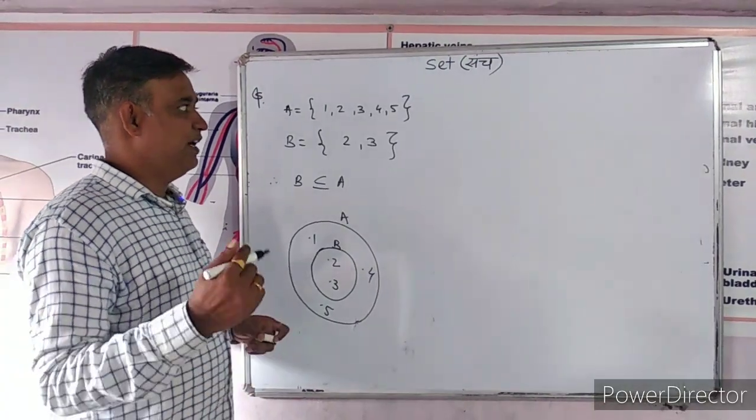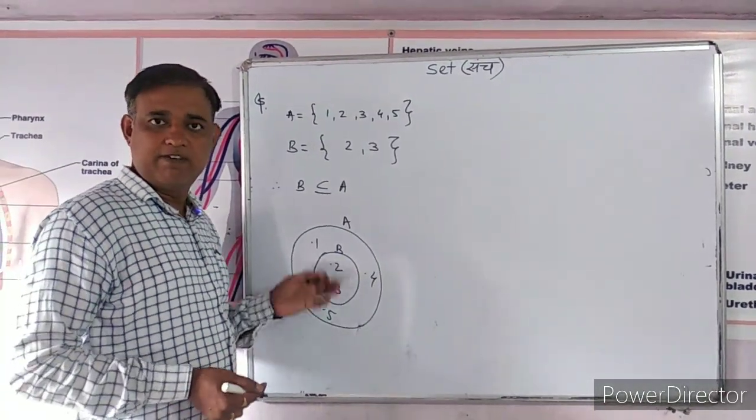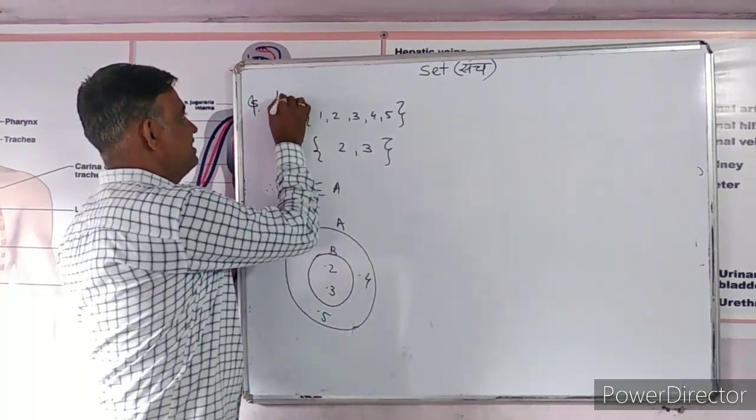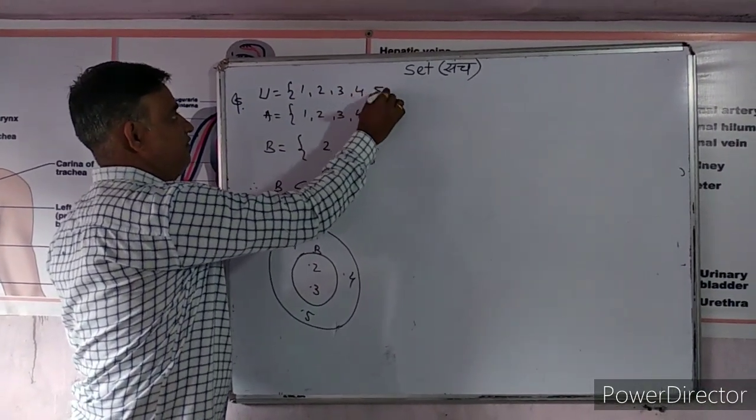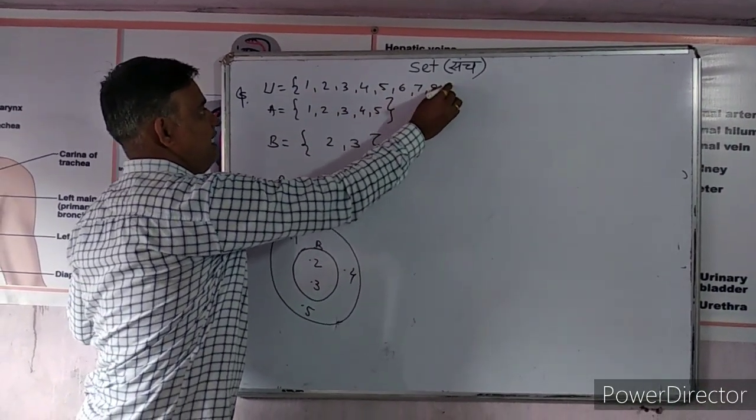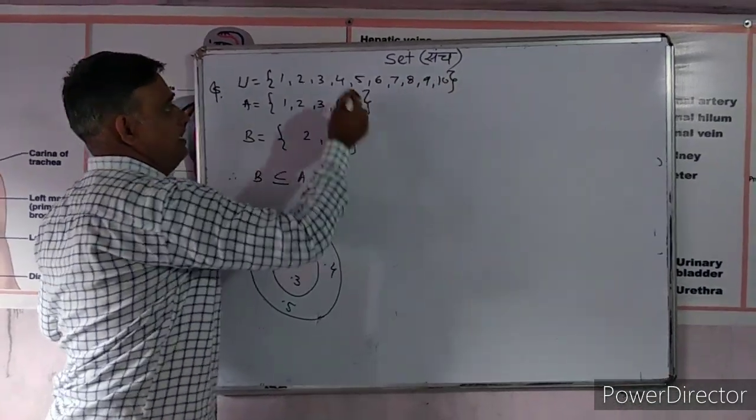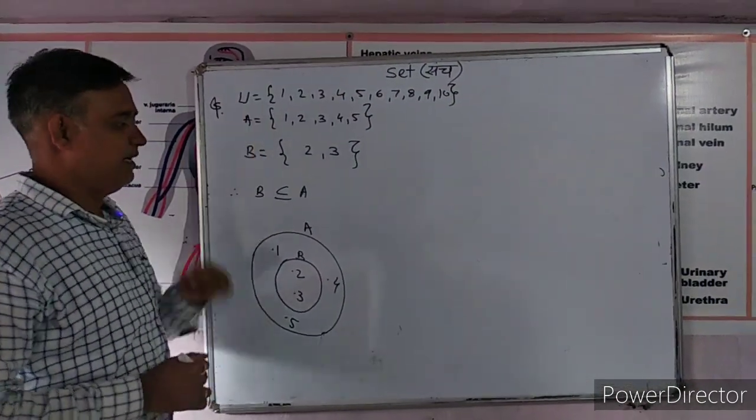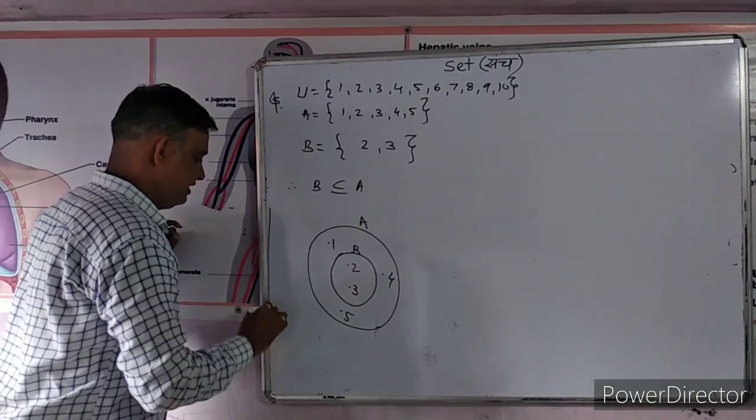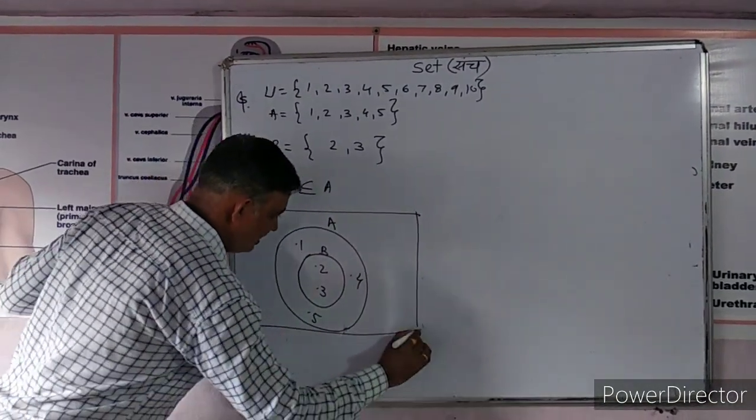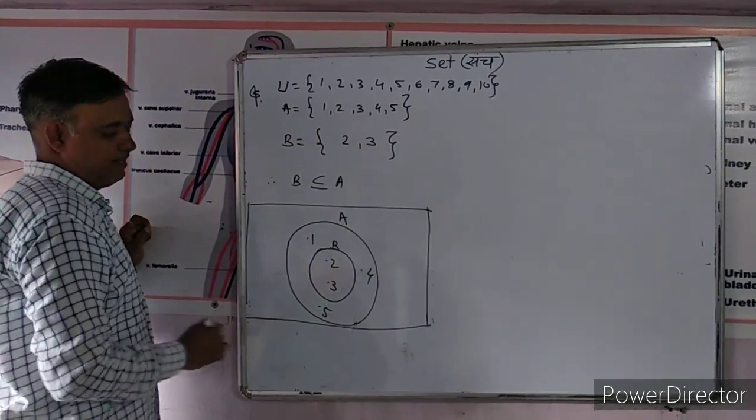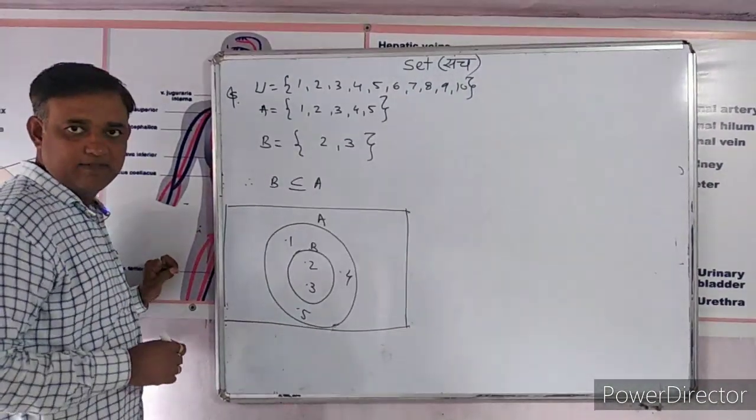Suppose we have to show the universal set also by Venn diagram. In this case, suppose U is equal to 1, 2, 3, 4, 5, 6, 7, 8, 9, 10 is the universal set for A and B. Then we can show it as follows. We learned in the last lecture that the universal set is shown by a large rectangle.